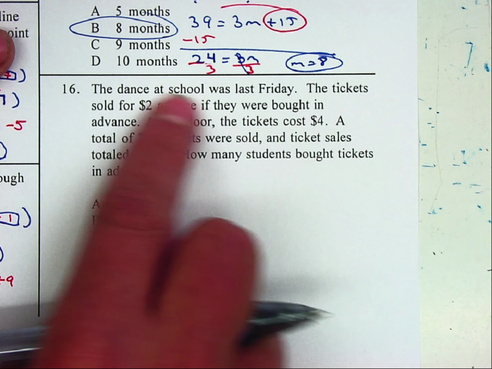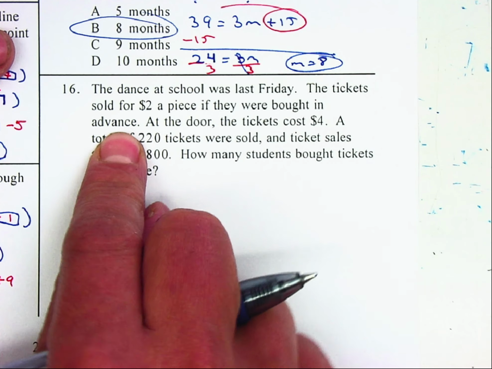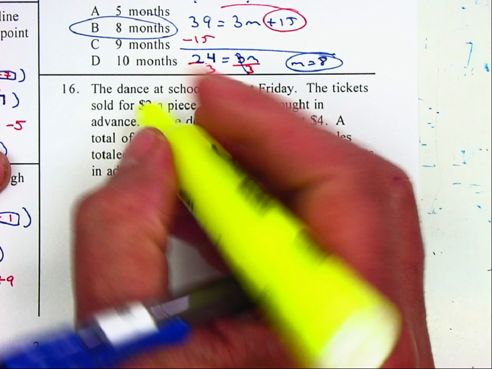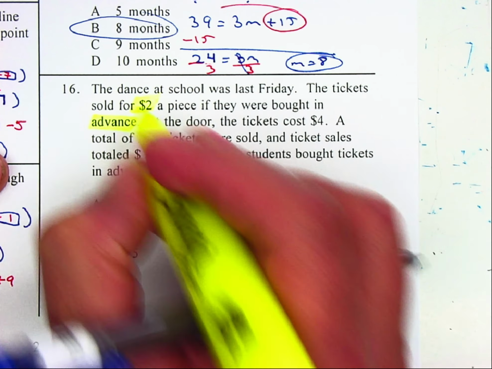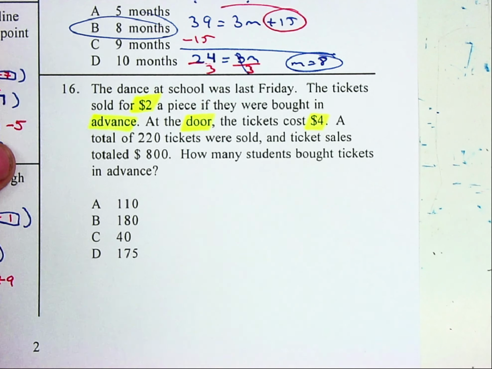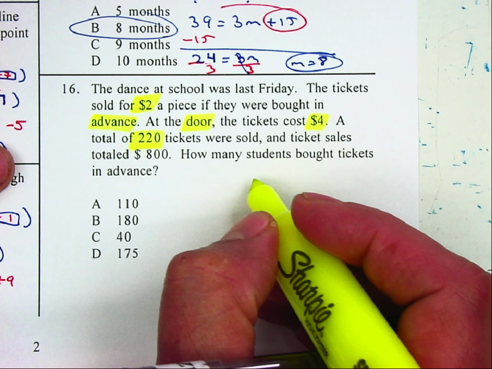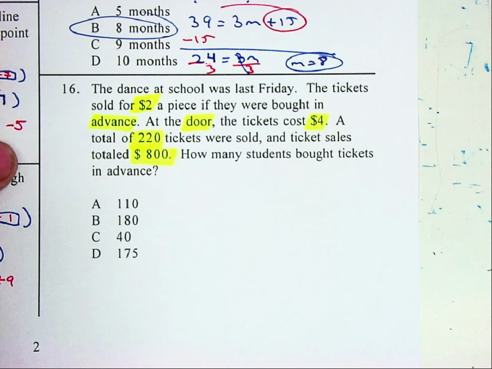The dance at school was last Friday. The tickets were sold at $2 a piece if they were bought in advance. So $2 a piece if they were in advance. At the door, tickets cost $4. A total of 220 tickets were sold, and the tickets sold totaled $800.